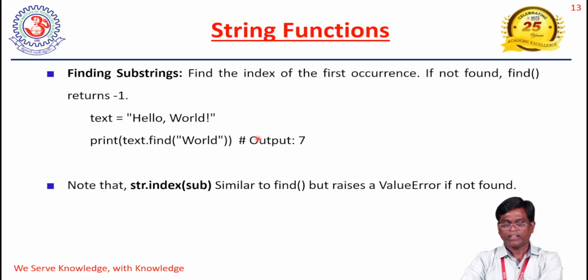And see here, there is another function which will work like this particular find function. The function is index. The only difference is, suppose you give a substring and it is not available in the main string, then it will raise an error. A ValueError will be raised by the index function. Whereas if you go with the find function, it will return -1. It will not generate any error here.